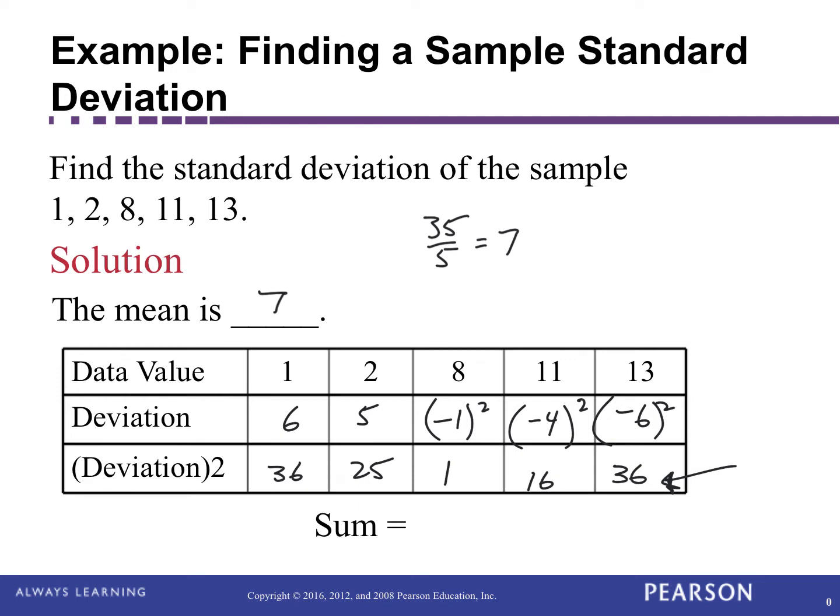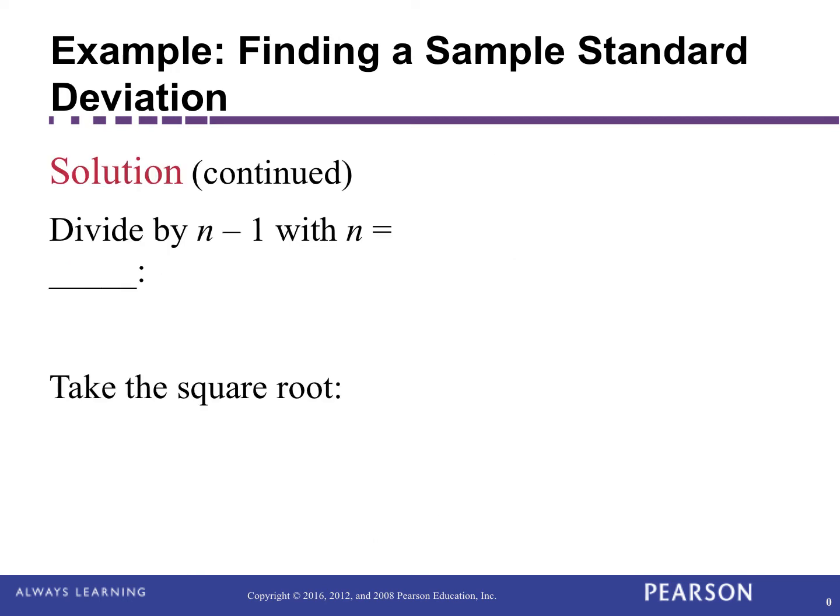Now we're going to sum that up. So 36 plus 25 plus 1 plus 16 plus 36. That's 114. Now we're going to divide by n minus 1, where n is equal to 5 because there are 5 numbers. So we're going to have 114 divided by 5 minus 1. So 114 divided by 4, which is 28.5. So that value is 28.5.